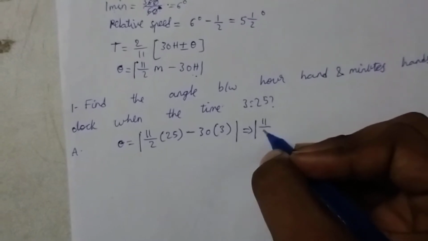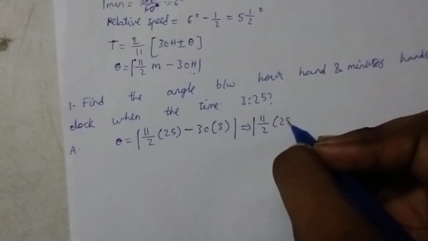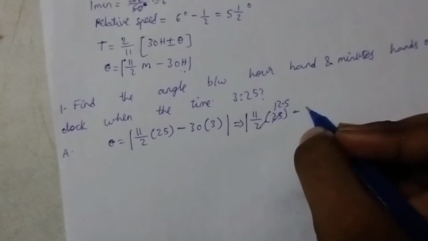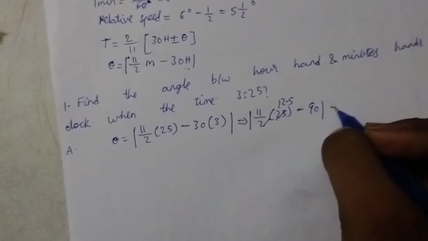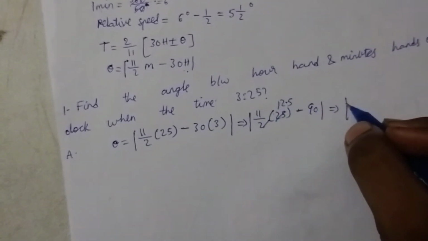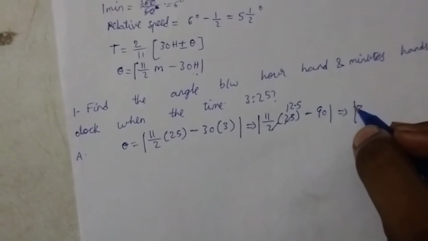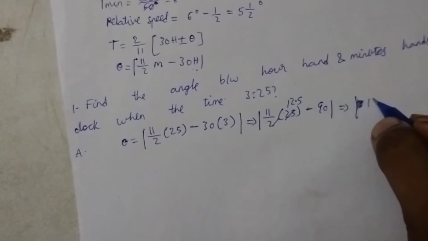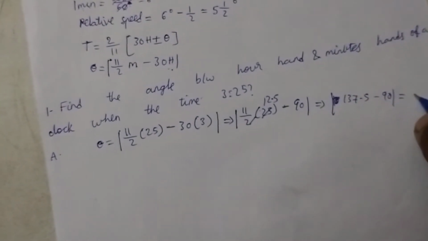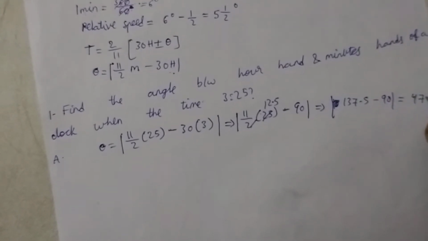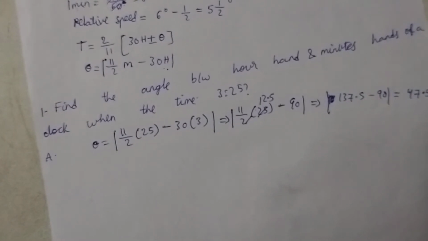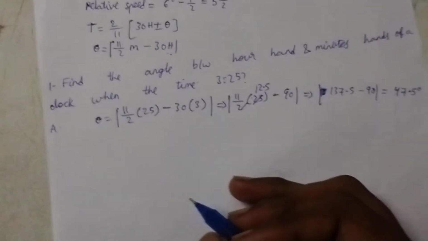When we simplify this, we will get 11 into 12.5 and minus 30 into 3, which means 90. When we multiply this, we will get 137.5 minus 90. We will get the angle between the hour hand and minute hand when the time is 3:25 as 47.5 degrees.